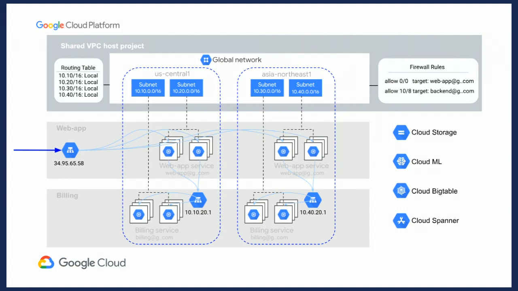Now, one of the things that we have done over the past year is extend this functionality of private access to Google services to your on-prem network. So you're able to privately access Google-managed API services from your on-prem via VPN or interconnect as well.